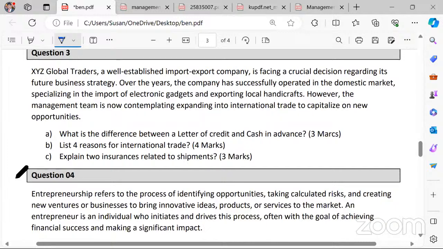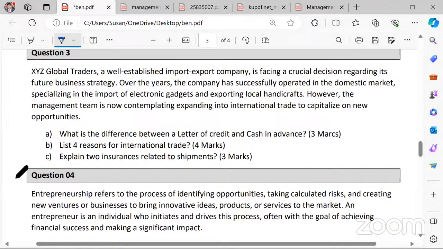Explain two insurances related to shipments. Related to shipments, there are two main insurances. One is the cargo insurance. Right? Cargo insurance means, what is the shipment? The goods transported from one country to another country, from one location to another. We can insure those goods. Insuring the goods transported on the ship is known as cargo insurance.